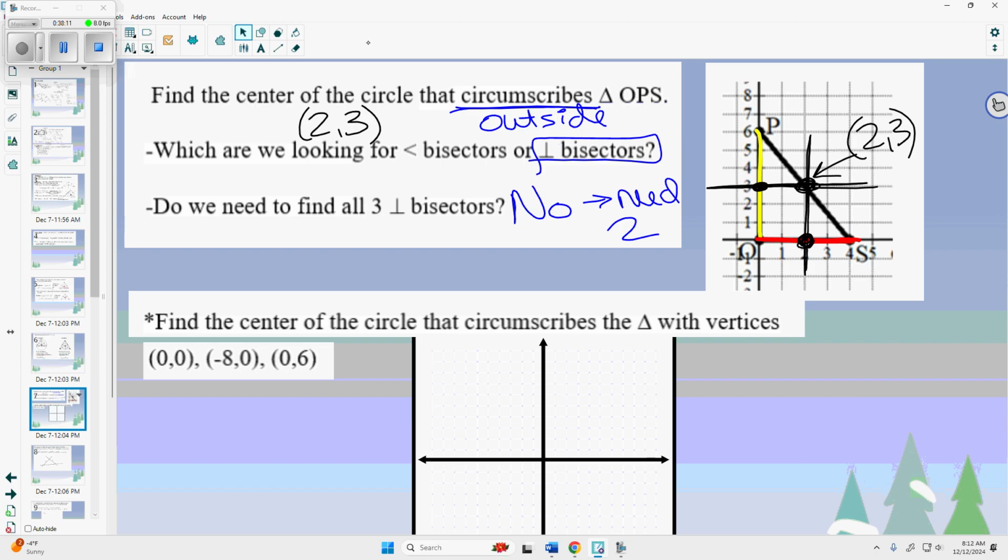Graph -8, 0. Where is that on the graph? On the X line. Very nice. So you're going left 8 and nowhere up or down to get -8, 0. 0, 6, where do you go? On the Y, you go up 6. So your triangle should end up in which quadrant? What quadrant should your triangle end up in? Negative on the X, positive on the Y. That is the second quadrant. So upper left is your second quadrant.